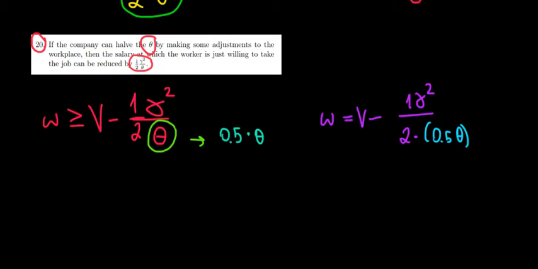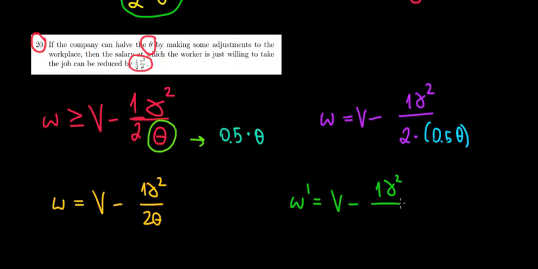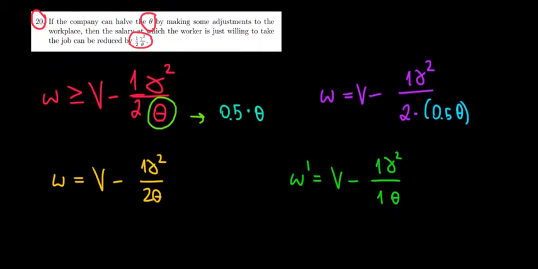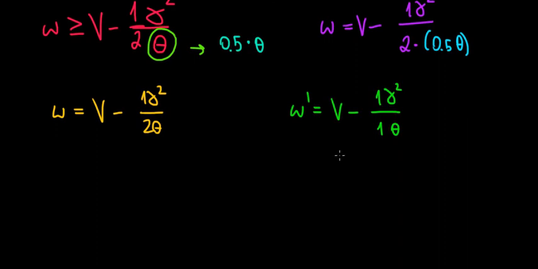Now let's see what these wages would be. Let's solve them one next to each other because we'll need to compare them. Over here the wage is V minus 1 gamma squared divided by 2 theta, and on the other side we would have a new wage, which is V minus 1 gamma squared divided by 2 times 0.5, that's 1 theta. Now what we said is that if the worker accepts this new wage, when the cost of effort is reduced, he's willing to accept a reduction in this salary.